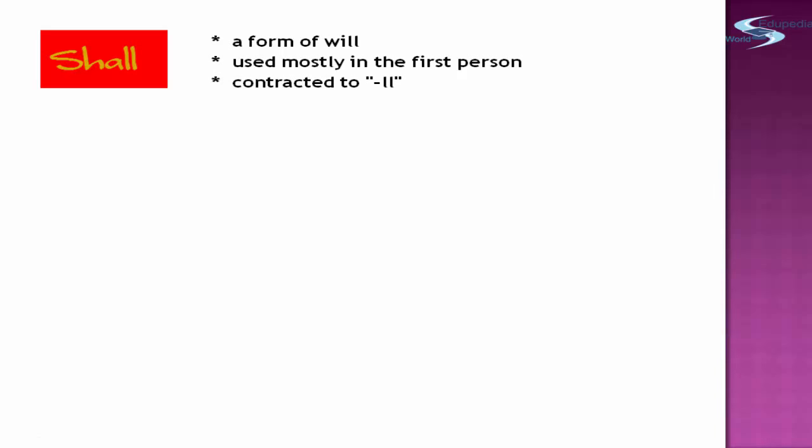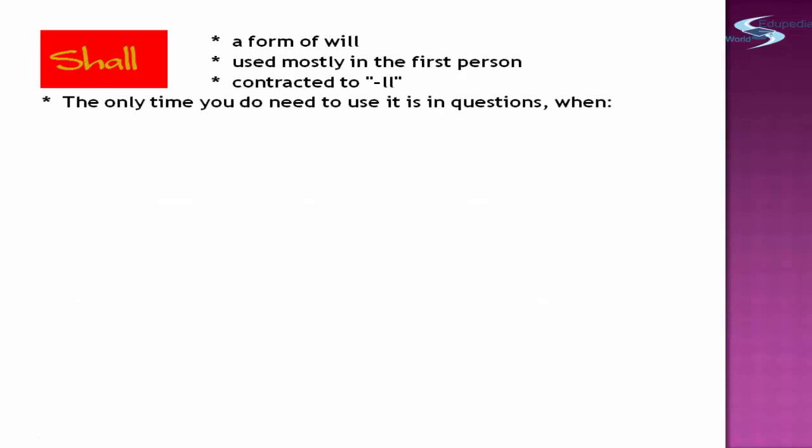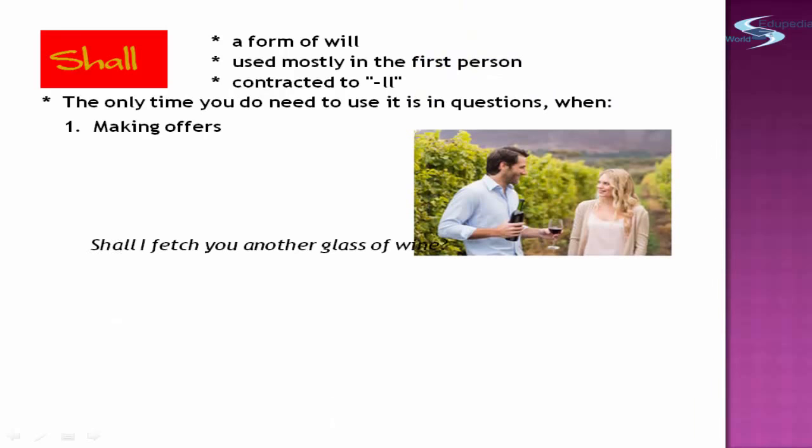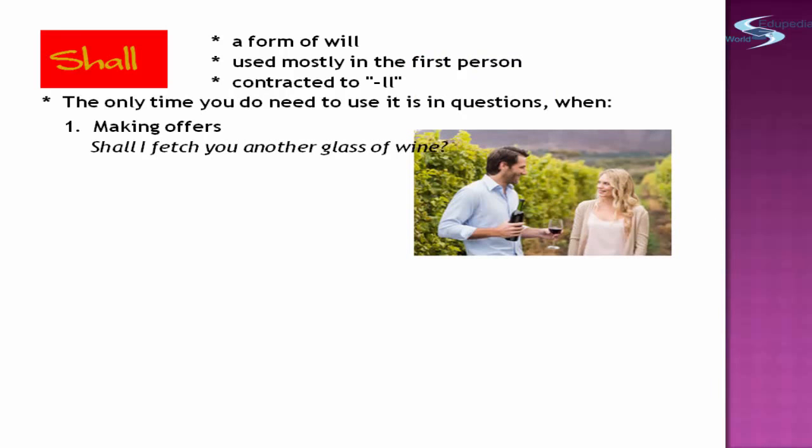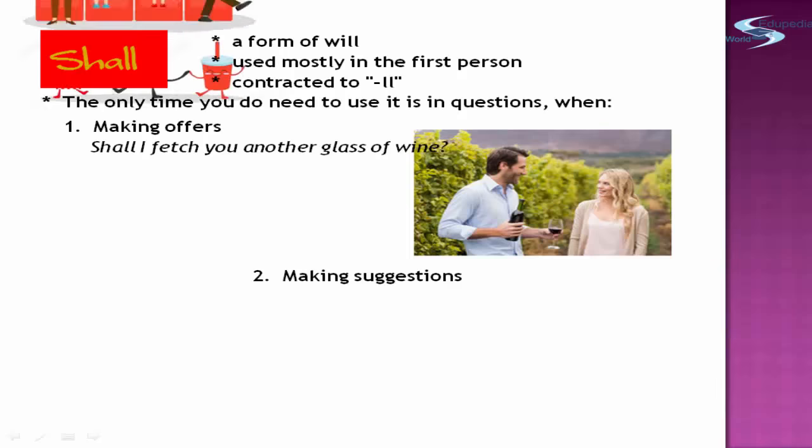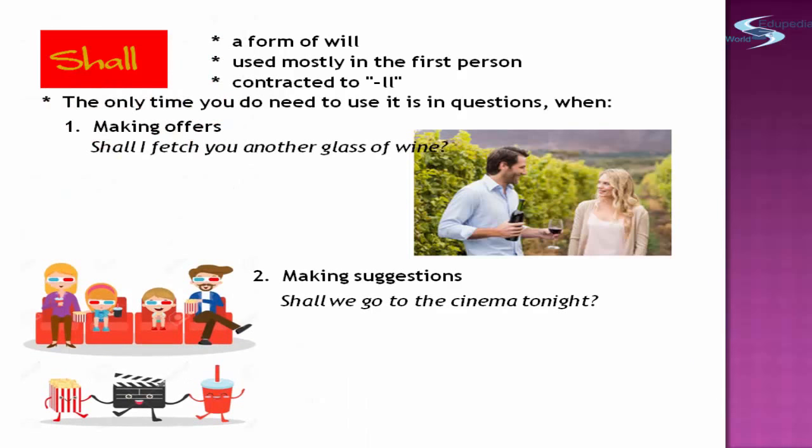The next modal verb is shall. It is a form of will. It is used mostly in the first person. If contracted, it will become 'll. The only time you do need to use it is in questions when there could be conditions. First, making offers. For example, shall I fetch you another glass of wine? The second is for making suggestions. Shall we go to the cinema tonight?